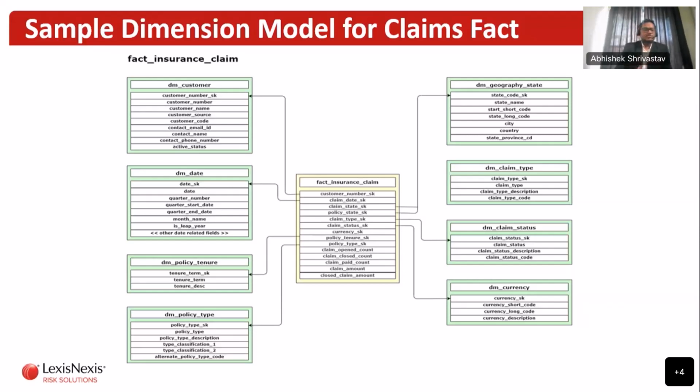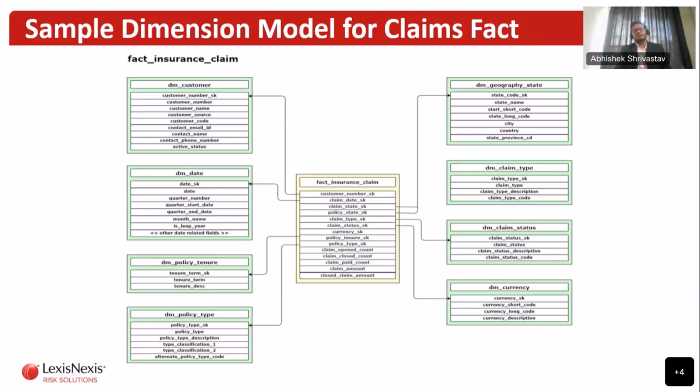Same thing goes with the DM date, in which we maintain the date-specific columns: which quarter number the date falls in, what the start date for the quarter is, what the end date is, what the month name is. So in case a customer wants to see for which specific month they have the claim count open, they just have to join the facts with the dim date, and they can get the month name and the computed data on top of it. All the date-specific columns we save as part of the dim date. Again, this is a conformed dimension, which can be used by many facts.